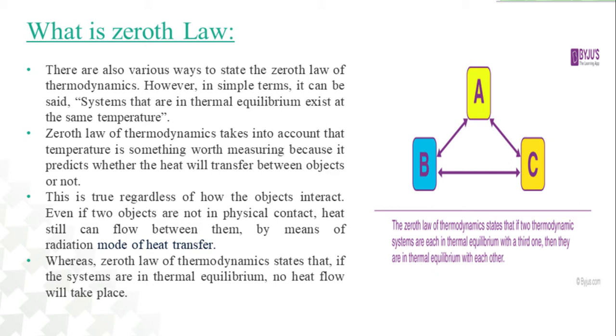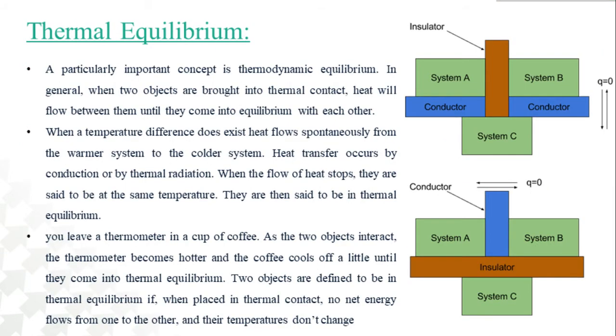However, in simple terms, it can be said that systems that are in thermal equilibrium exist at the same temperature. The Zeroth law of thermodynamics takes into account that temperature is something worth measuring because it predicts whether heat will transfer between objects or not. This is true regardless of how the objects interact. Even if two objects are not in physical contact, heat still can flow between them by means of the radiation mode of heat transfer. Whereas the Zeroth law of thermodynamics states that if the systems are in thermal equilibrium, no heat flow will take place.